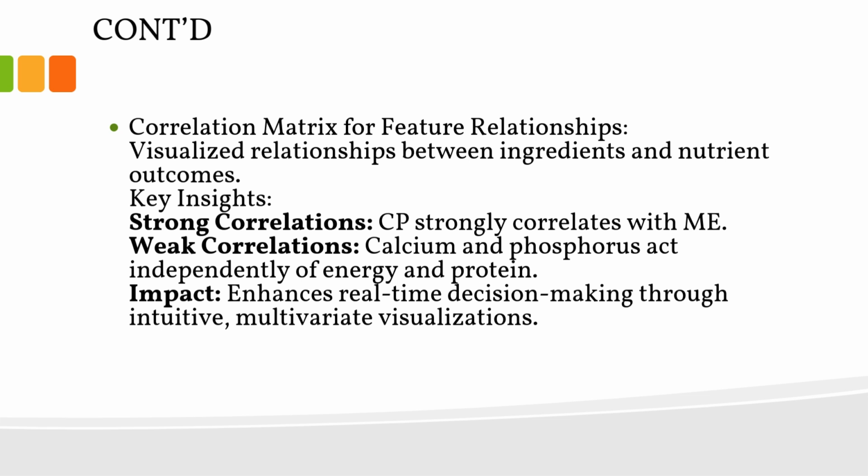Then the correlation matrix, for the feature relationships, was used to visualize the relationship between ingredients and the nutrient outcomes. The key insight was that there was a strong correlation between crude protein and metabolizable energy, so adjusting either could really affect the other because of the strong relationship. In the weak correlations, we saw calcium and phosphorus acting independently of energy and protein. The impact is that this enhances real-time decision making through intuitive and multivariate visualizations.